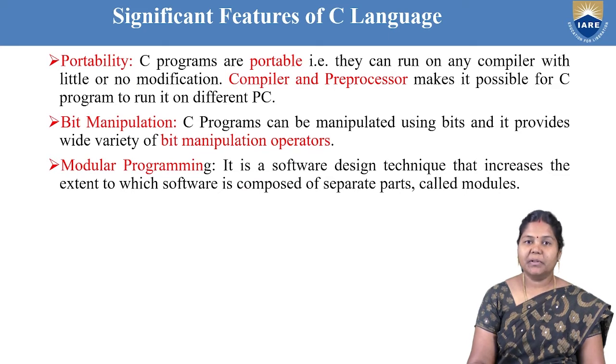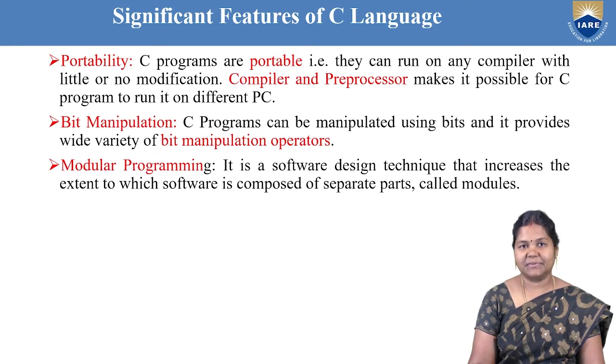Then coming to its portable feature, C programs are portable. That means the same C program can run on different platforms, on different machines. The compiler and preprocessor make it possible for the same C program to run on different PCs. Portability is one of the most important features which has made this language popular. Whether you have a Unix operating system, a Mac OS or a Windows OS, the same C program can work with little modification on different machines.